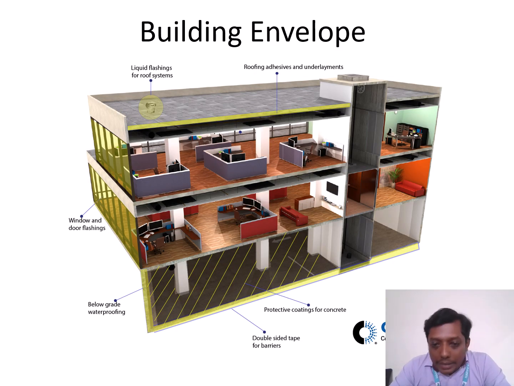So, the diagram for building envelope. The separation between the interior and the exterior components. Windows and door flashings are there. Below grade waterproofing is there. Double-sided tape for barriers. Protective coating for concrete. Roof adhesives and underlayments. Then liquid flashings for roof systems. These are the components for the building.